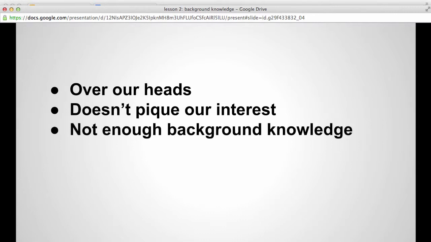And finally, it's not enough background knowledge, and that's what I want to talk about today. You just don't have it. The text is fine, and you might be interested in it, but you don't have enough background information about the text. And before we do that, I want to talk, because you're going to need to know something about this, about what I'm going to go over right now before you start on the activity.